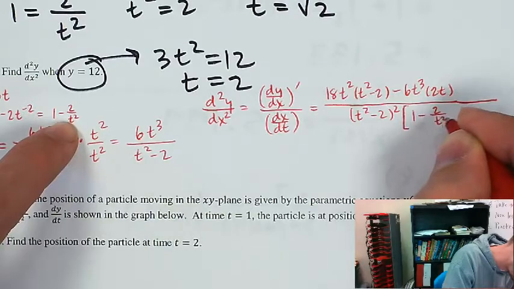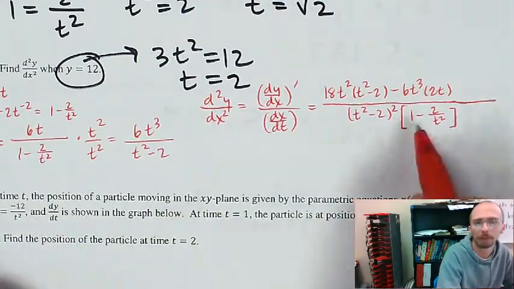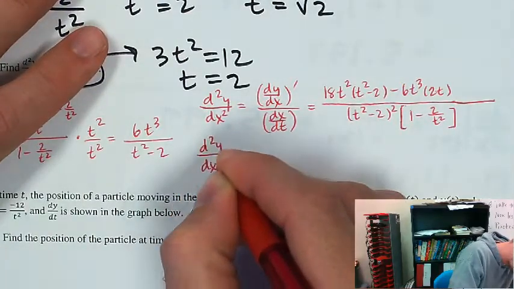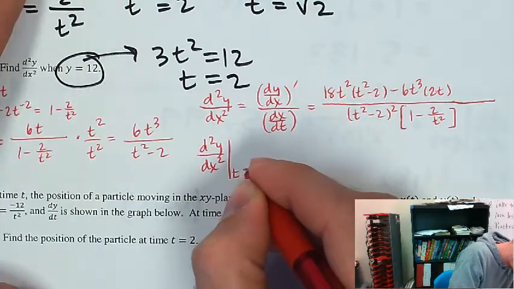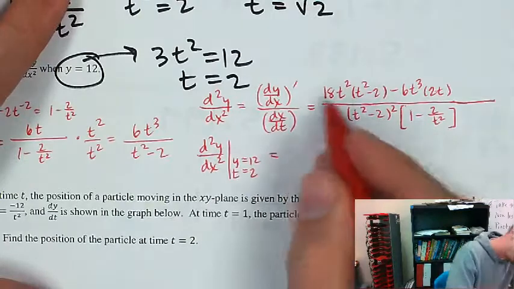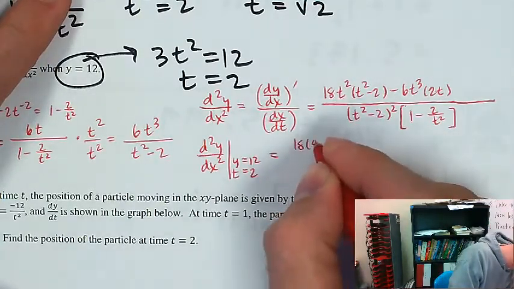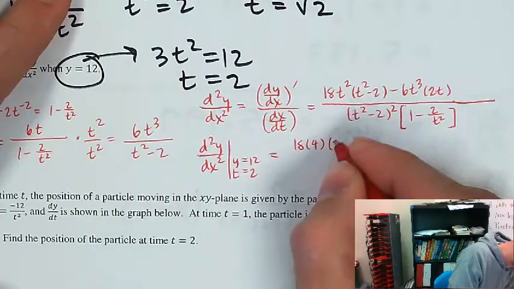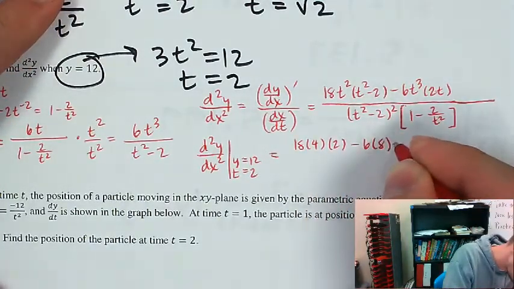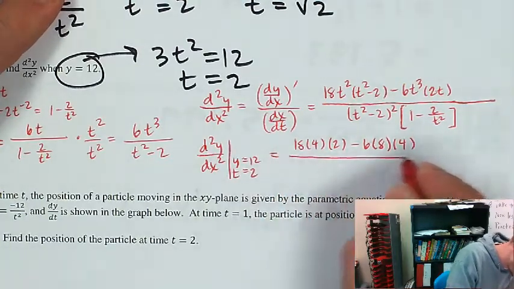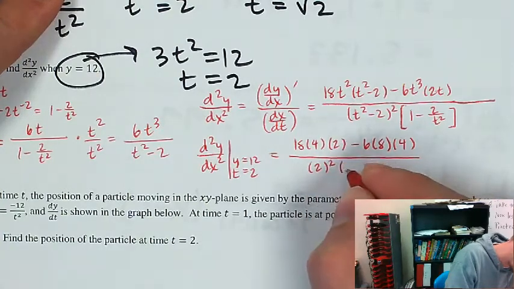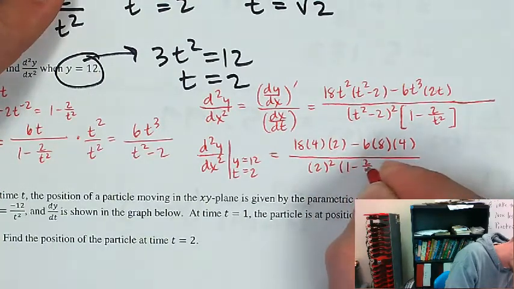And at this point, I'm just going to be plugging in t equals 2, so that's a perfectly fine way to express that. Okay, so the second derivative of y to x at t equals 2, which is the same as y equals 12. That's going to be equal to 18 times 4 times 4 minus 2 is 2, minus 6 times t to the 3 times 2t divided by t squared minus 2 squared multiplied by 1 minus 2 over t squared.